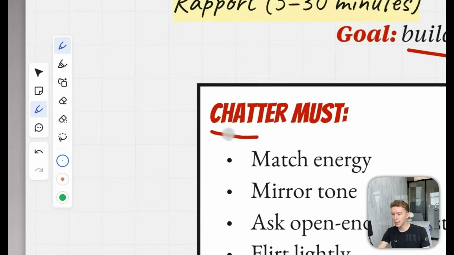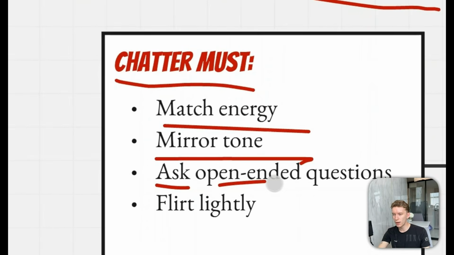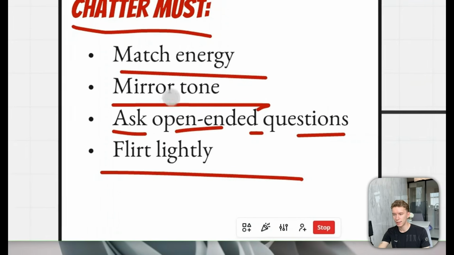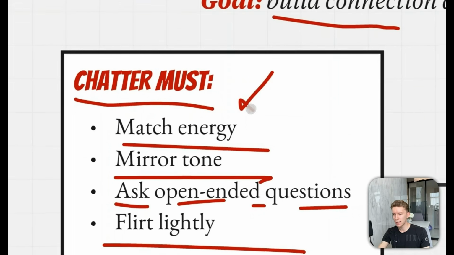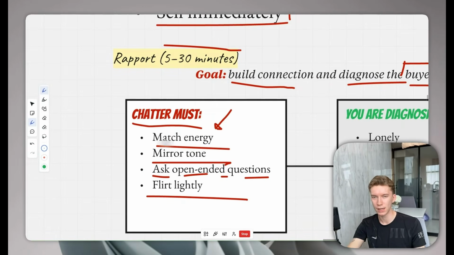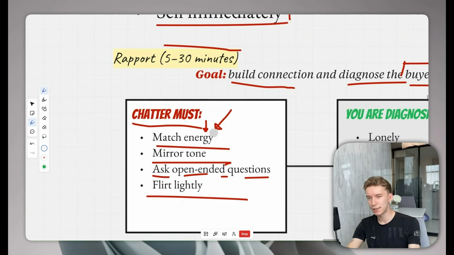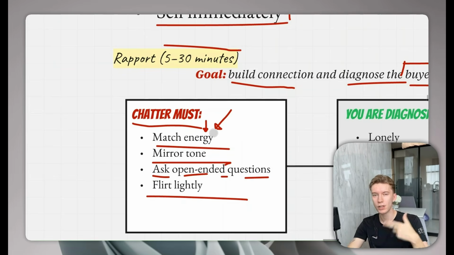So again, the chatter must match energy, mirror the tone, ask open-ended questions and flirt lightly. Now, when I say match energy, what do I mean? Because this is actually super important, the matching energy part, right? If the fan comes in super sexual, then your chatter needs to match their energy. They still need to be sexual, but they need to build it up. They can't just be full on the same as him. They need to be teasing and build it up and up and up, right, to be able to sell.